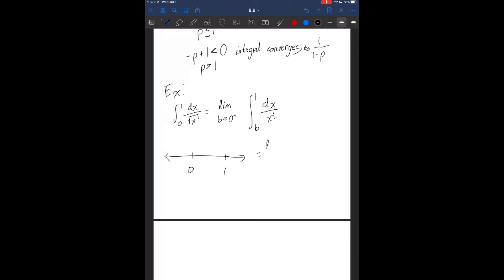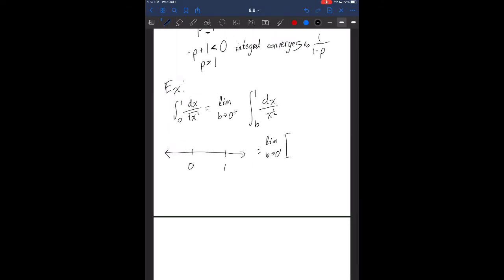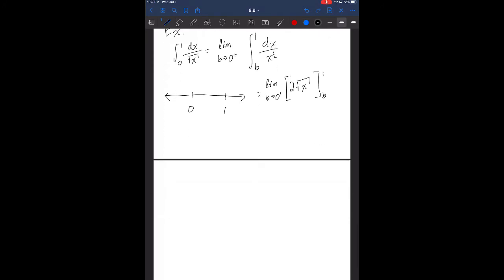Okay, so taking integrals, this is the limit as b goes to 0 from the right. X to the negative 1/2 turns into 2x to the 1/2, or 2 square root of x, still evaluated from b to 1. And we get that this is the limit as b goes to 0 from the right of 2 square root of 1, which is 1, so 2 minus 2 square roots of b.